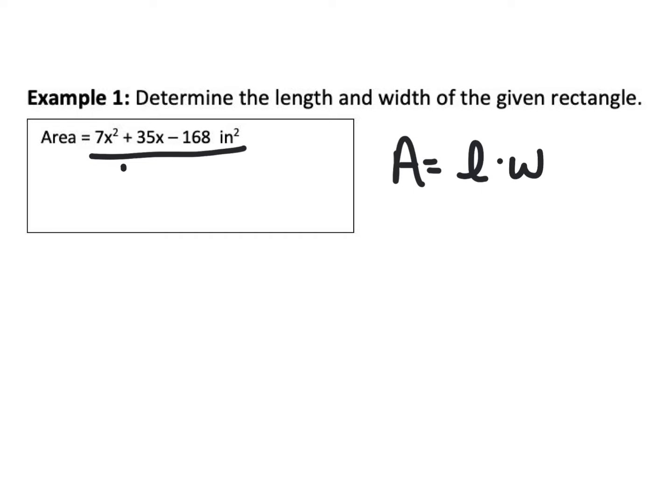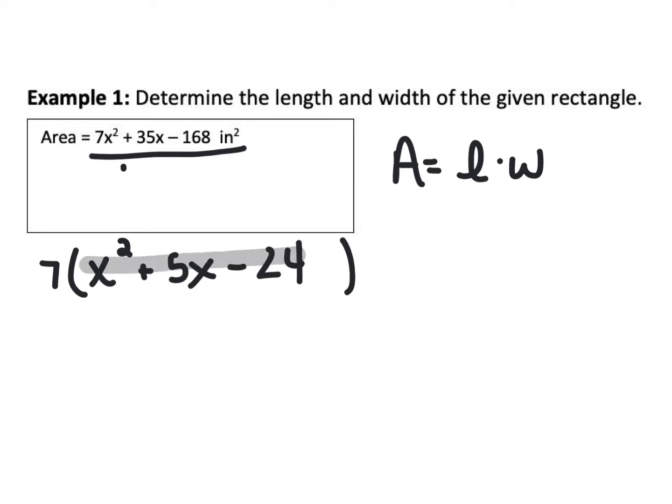So if I'm finding two things that multiply to give me that, I recognize that I'm going to need to factor. When I factor, I'm going to begin again with the greatest common factor. My GCF here is 7. So I'm going to factor out my 7, which will result in x squared plus 5x minus 24. And now I have a trinomial remaining, so I am going to factor this trinomial using whatever method you know.